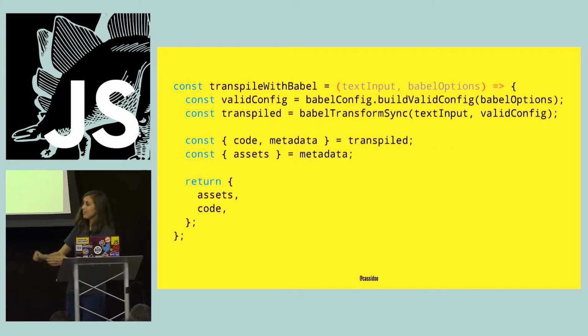And so we have this function where valid config, we take our options that I mentioned with code is true, source maps is false and so on, put that together, and then we take the text input of the user's code in the pen and use that with the valid config to transpile it all together with this Babel transform sync. And then we get our transpiled code, and then we also get metadata from that.